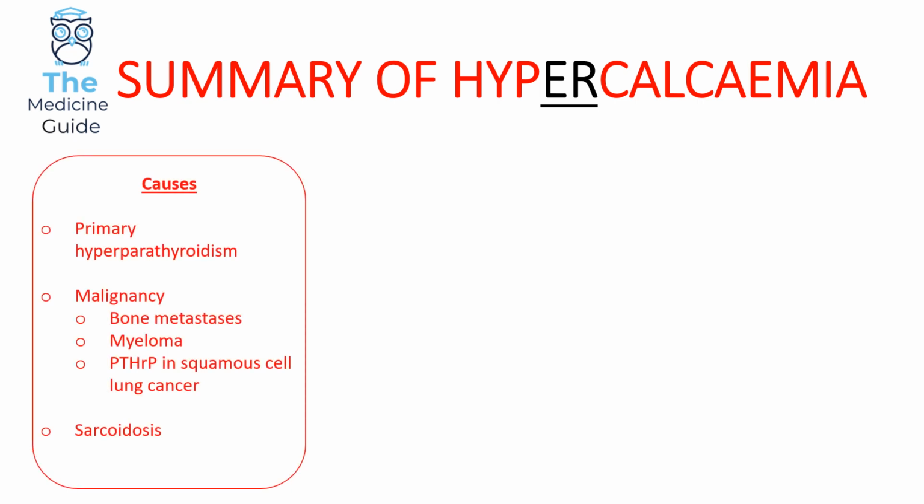Okay, so let's look at the key points that you need to keep in mind when you're thinking about hypercalcemia. So the causes of hypercalcemia are primarily due to primary hyperparathyroidism. So on a bone profile screen, primary hyperparathyroidism will present with high parathyroid hormone, high calcium, high vitamin D, but low phosphate. Another key cause of hypercalcemia involves malignancy and sarcoidosis. So examples of malignancy which can lead to hypercalcemia involve bone metastases, myeloma, and squamous cell lung cancer, where parathyroid hormone related protein is secreted.